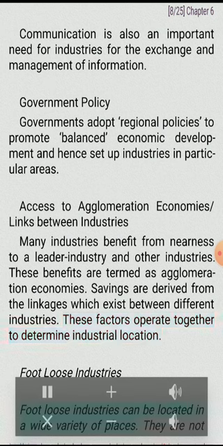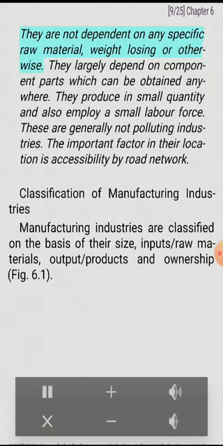Footloose industries. Footloose industries can be located in a wide variety of places. They are not dependent on any specific raw material, weight losing or otherwise. They largely depend on component parts which can be obtained anywhere. They produce in small quantity and also employ a small labor force. These are generally not polluting industries. The important factor in their location is accessibility by road network.